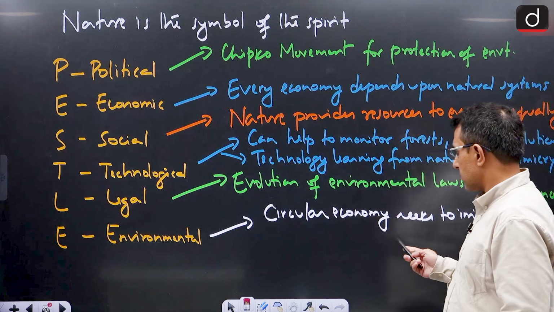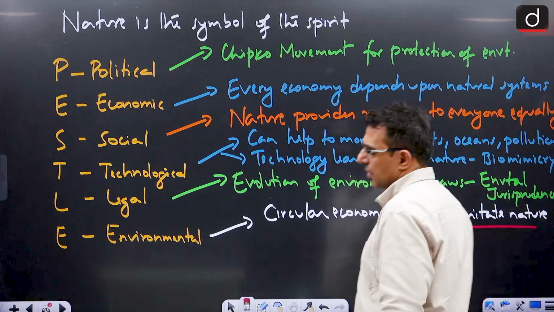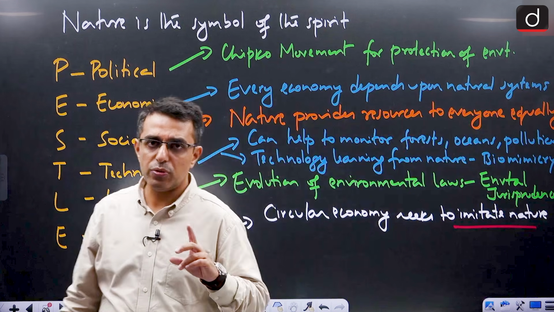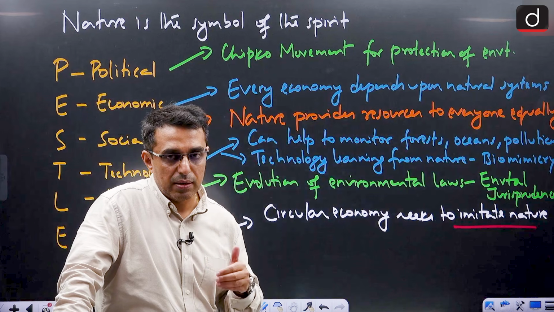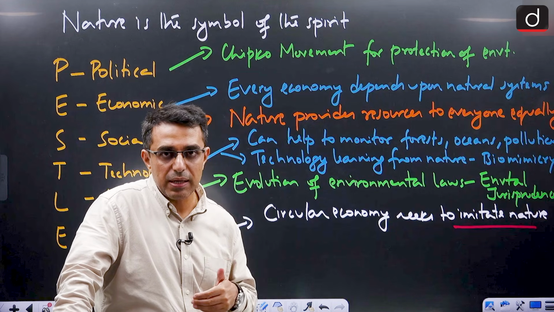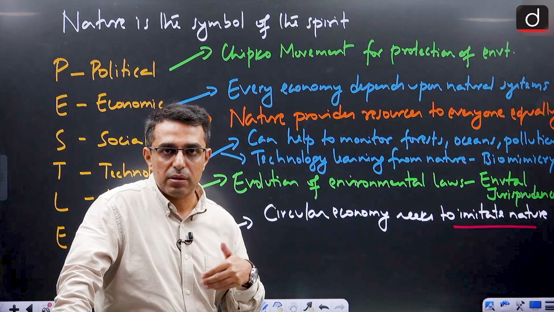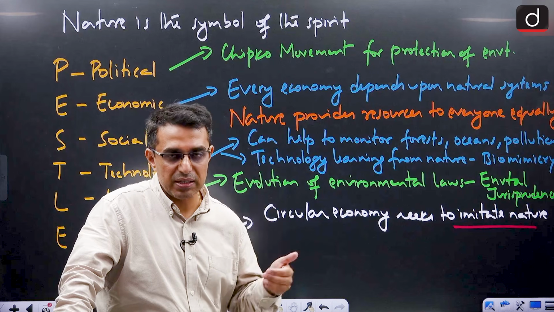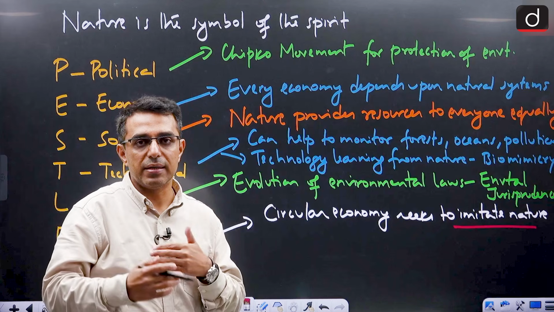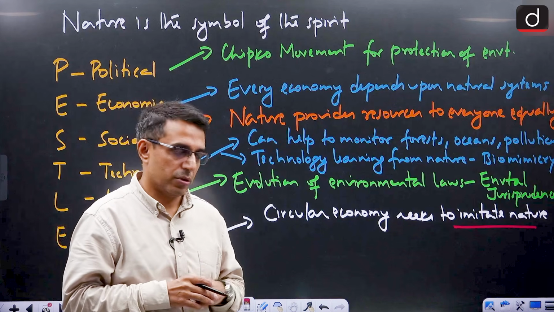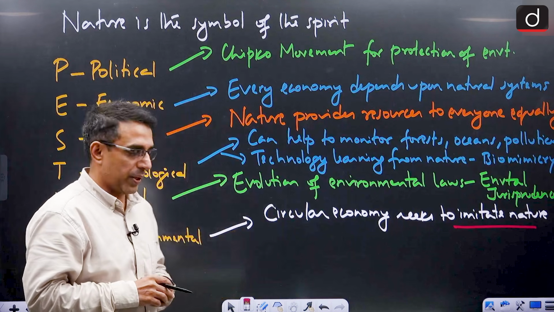Finally, we can also talk about the circular economy, which seeks to imitate nature. In the circular economy, we want to reduce waste, and we can see that in nature also, the output of one stage becomes the input for the next stage. So everything is getting circulated in nature, and that we can learn from and use in the circular economy.